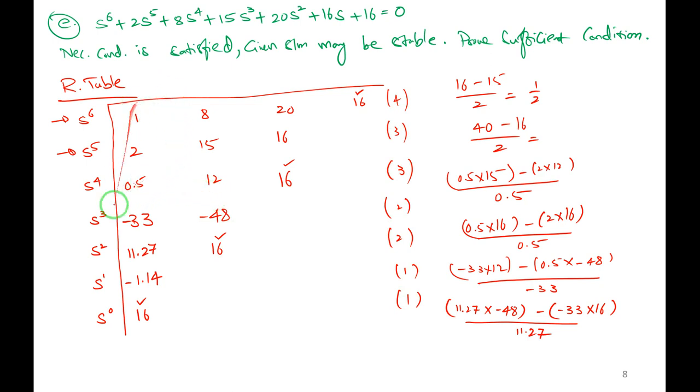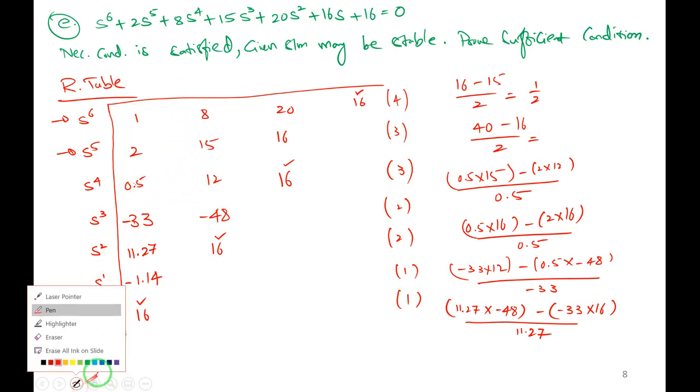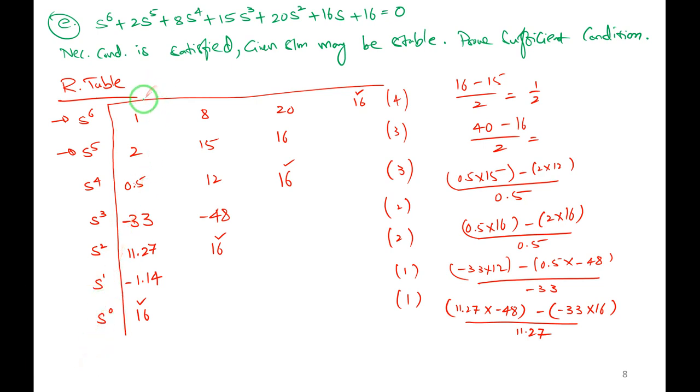Next, observe the first column elements of the Routh array. So I'll change the ink color. So you'll observe the first column elements of the Routh array. We'll try to find out the number of sign changes. Plus 1 to plus 2, no sign change. Plus 2 to plus 0.5, no sign change. Plus 0.5 to minus 2, yes, there is a sign change here. One sign change.